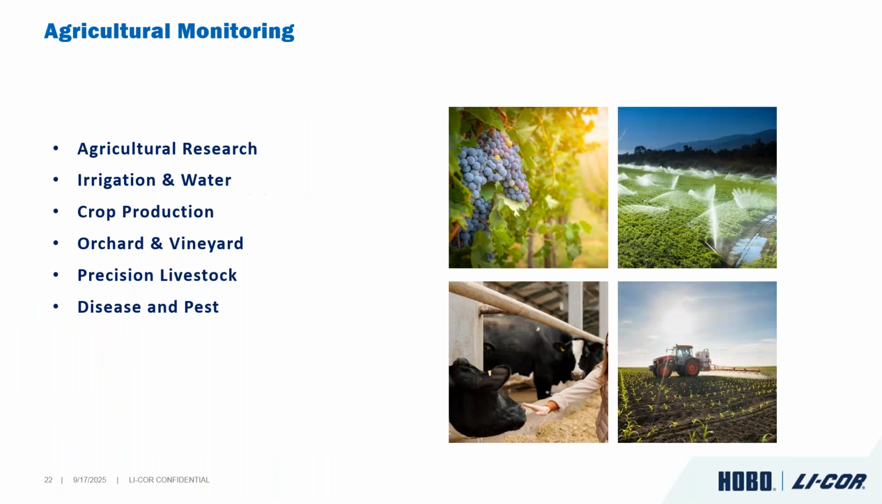Some common applications within agricultural monitoring and researchers are irrigation and water, crop production, orchard and vineyard monitoring, and disease and pest control. You are able to save time and money due to these alerts, and you can get alerts maybe when your soil moistures are too low, or for frost alerts, both, which can lead to, again, damage.